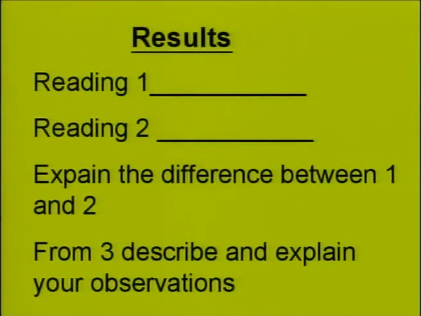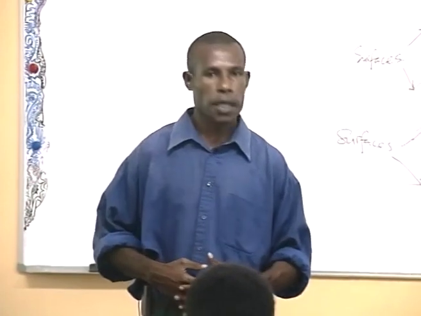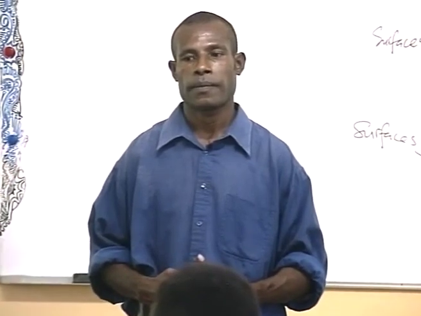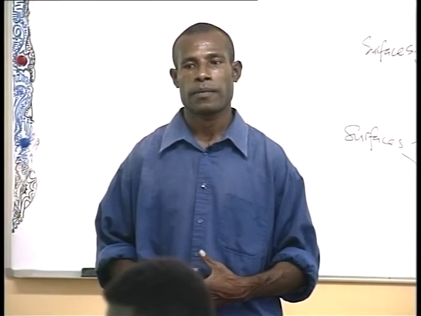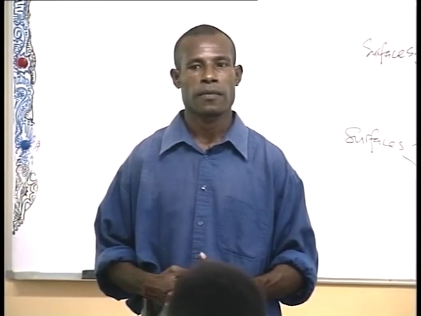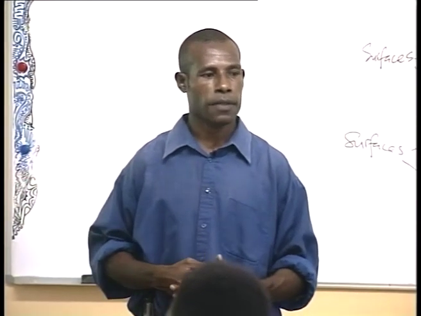Okay, we'll have group number 1. We'll start from this group and then go to the next and come over here, and then finish up with the last group. Let's have your explanation for the results of the experiment, that is reading 1 and 2, and also the difference between 1 and 2, and lastly the third activity. Right, pass the mic down to the first group.